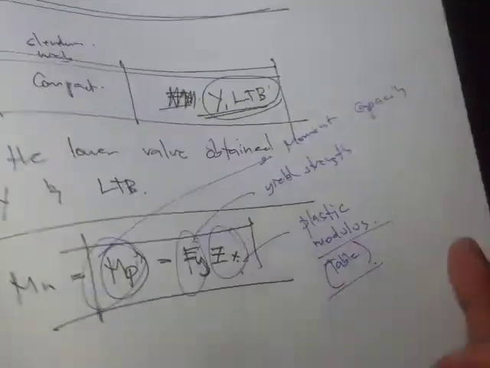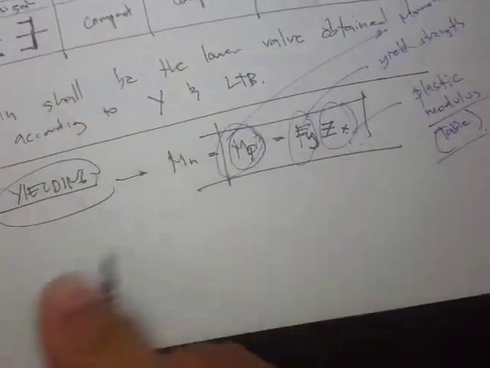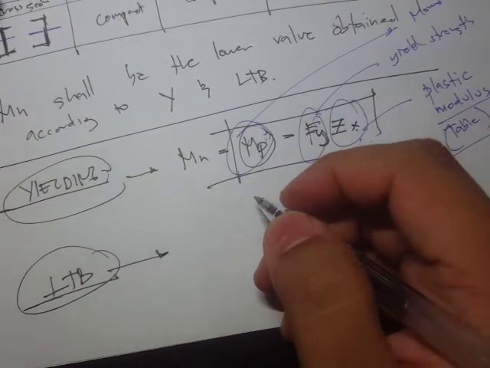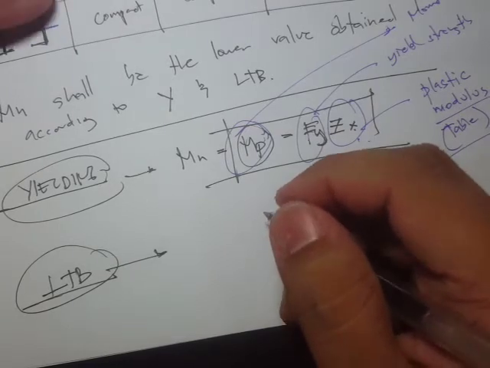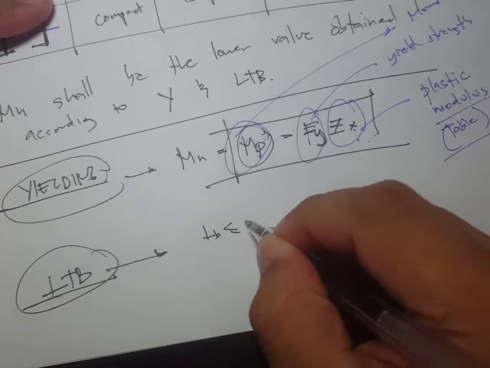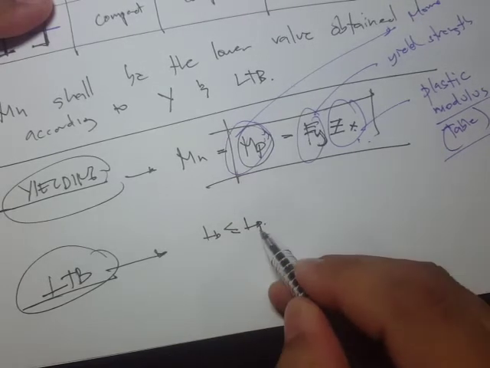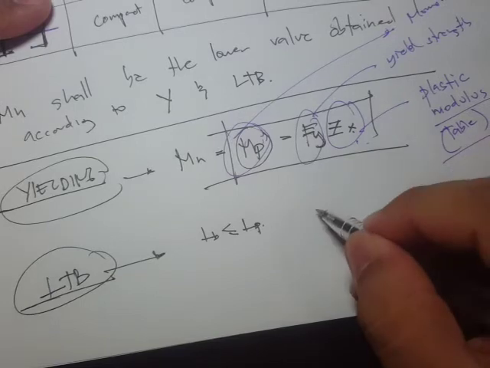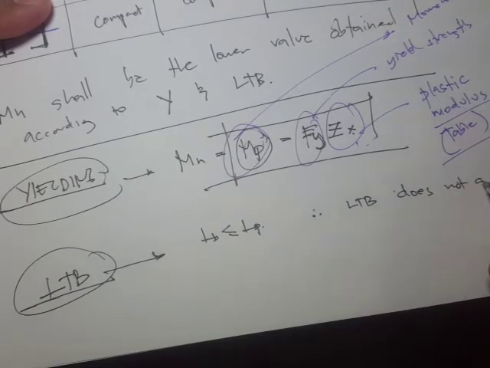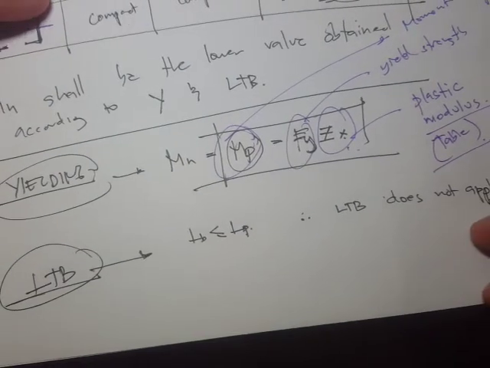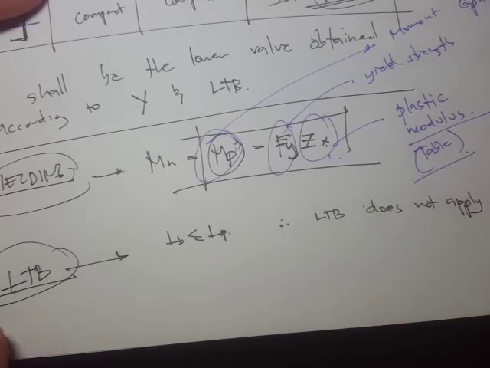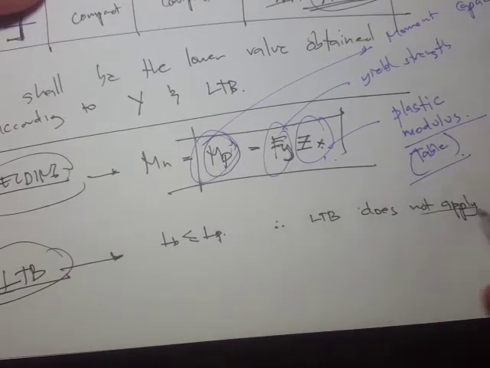Now for lateral torsional buckling, our equation depends upon the unbraced length. So we have to check if our unbraced length is less than L sub P, then LTB does not apply. Meaning that we don't have to worry about this lateral torsional buckling. So LTB does not apply.